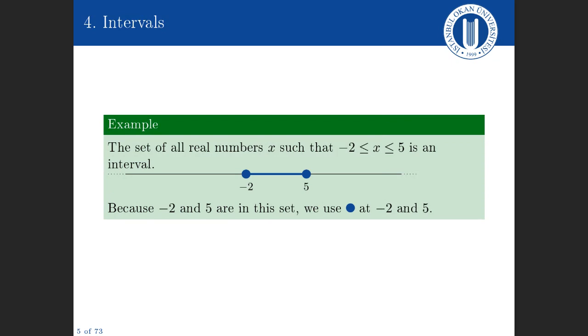The set of all real numbers x such that x is between -2 and 5 is an interval. There's at least 2 numbers in it. 3 is in this set, 4 is in the set, and there's no holes inside this set. For this set, the endpoints -2 and 5 are both in the set. To show this in the picture, we draw a filled-in circle.